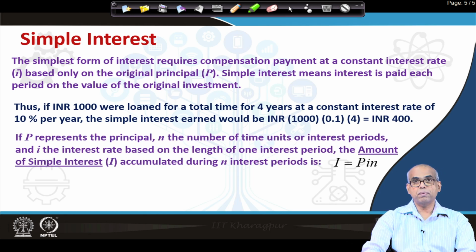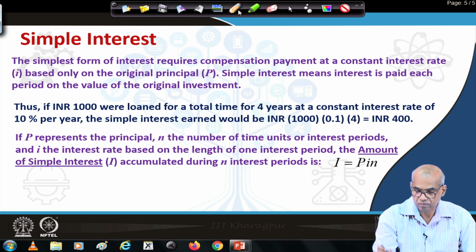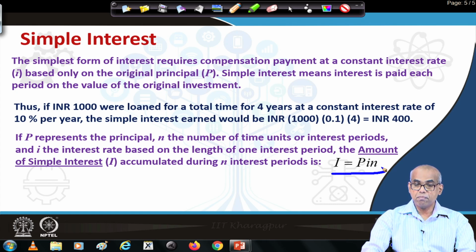So, if P represents the principal, n represents the number of time units or interest periods, and small i represents the interest rate based on the length of one interest period, the amount of simple interest accumulated during n interest periods will be I equal to P into i into n. One thing needs to be understood very clearly here, that small n represents the number of time units or interest periods, and small i represents the interest rate based on the length of one interest period.